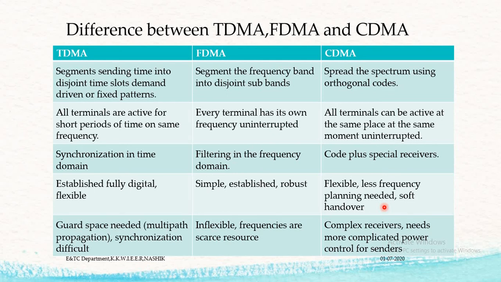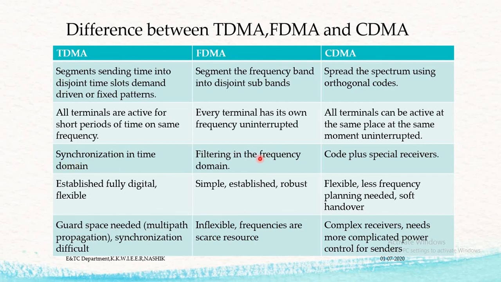TDMA segments sending time into disjoint time slots, demand driven or fixed pattern. FDMA segments the frequency band into disjoint subbands. CDMA spreads the spectrum using orthogonal codes. In TDMA, all terminals are active for short periods of time on the same frequency. In FDMA, every terminal has its own frequency, uninterrupted. In CDMA, all terminals can be active at the same place at the same moment, uninterrupted.